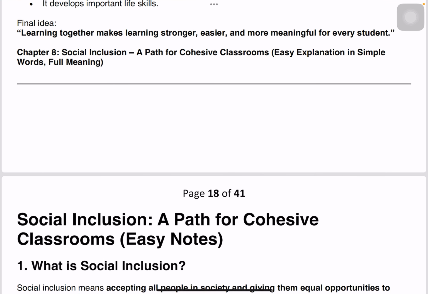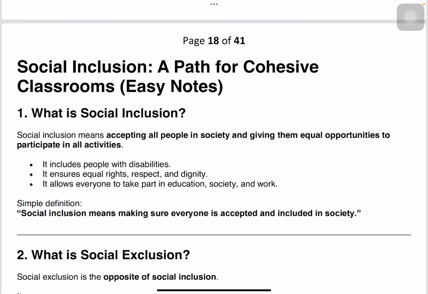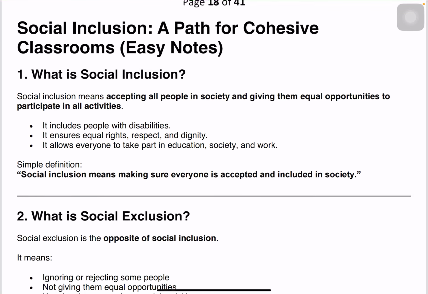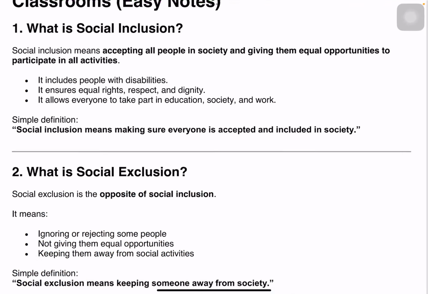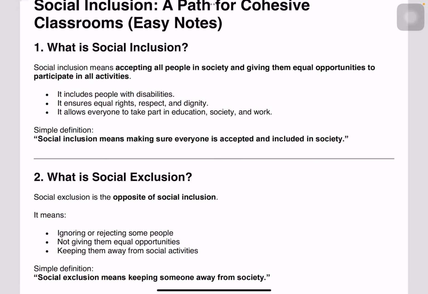Chapter number 8: Social inclusion, a path for cohesive classroom. What is social inclusion? Social inclusion means accepting all people in society and giving them equal opportunities to participate in all activities.